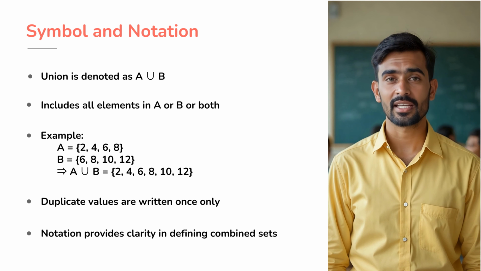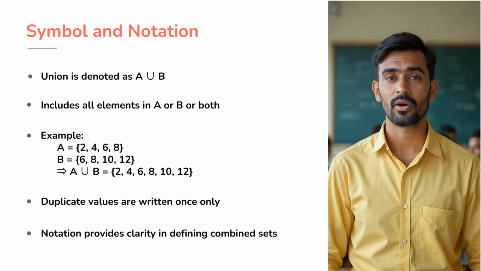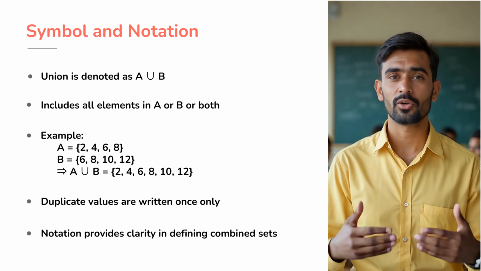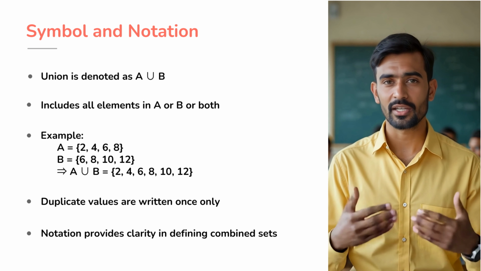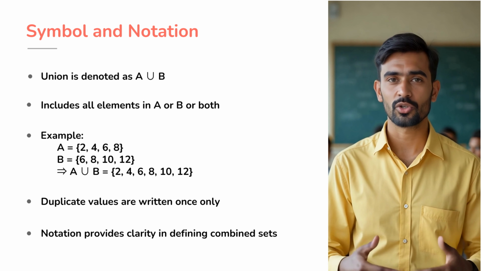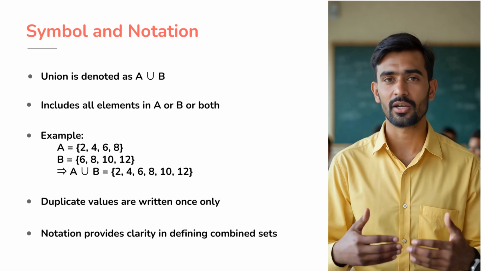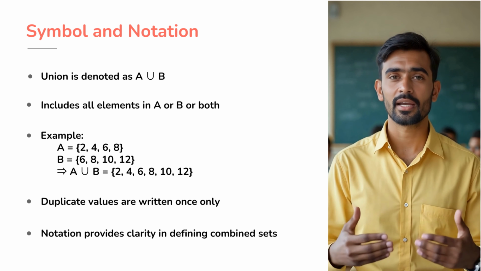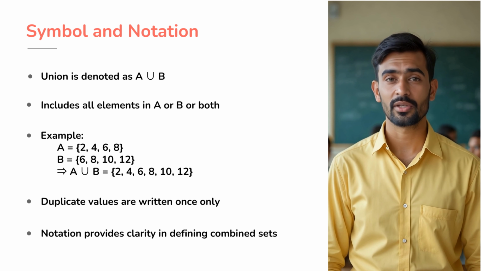The union of sets A and B is written as A ∪ B, and the symbol used is a cup shape like a wide U. Mathematically, it is written as A ∪ B. It includes all elements that are in A or in B or in both.